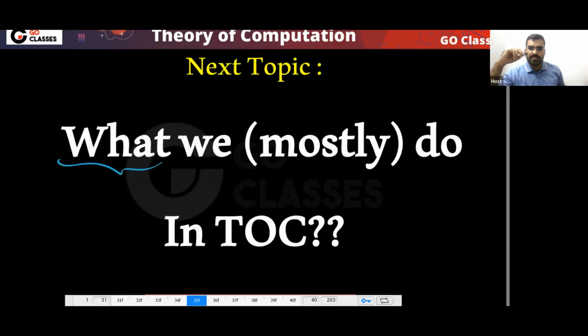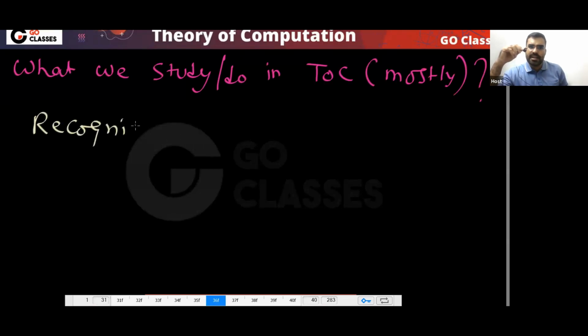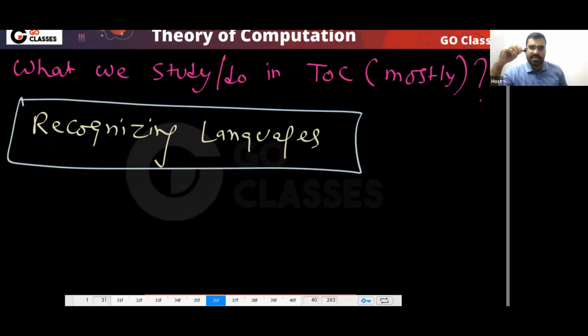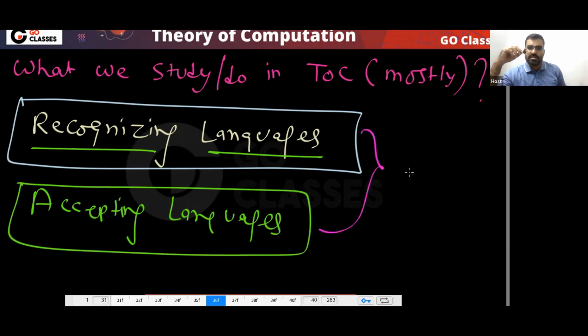We recognize languages. So if anyone asks you, most of the time what we study in TOC, then that is recognizing languages. We want to recognize languages. Now, what does this mean? Recognizing languages, or I can say accepting languages. These two things are the same.